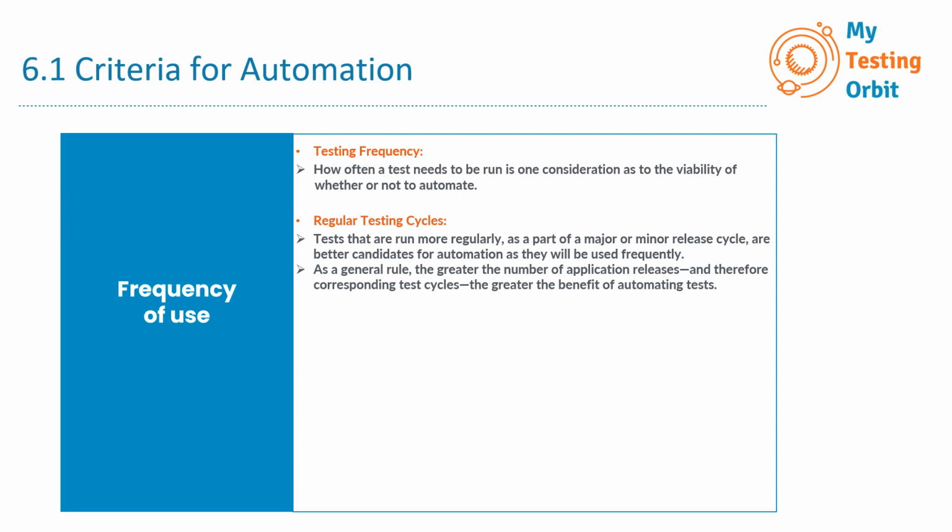Next, we have regular testing cycles. Tests that are run more regularly as a part of a major or minor release cycle are better candidates for automation as they will be used frequently. As a general rule, the greater the number of application releases and therefore corresponding test cycles, the greater the benefit of automated testing. Okay, think of a social media app like Facebook.